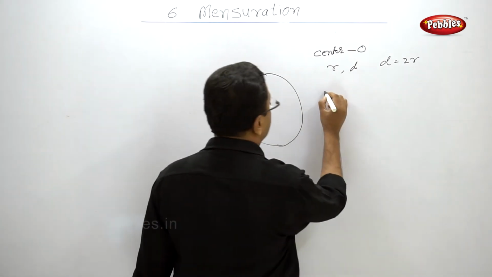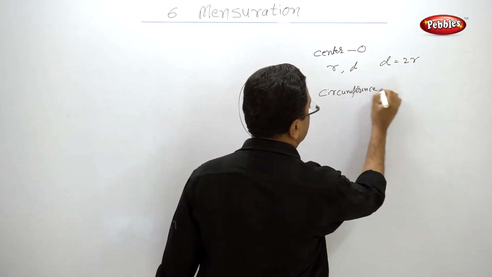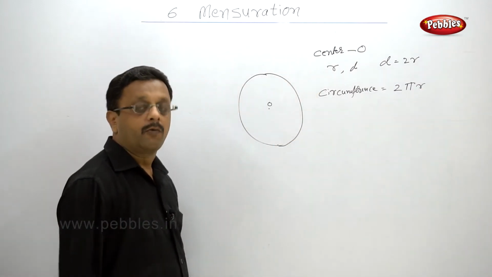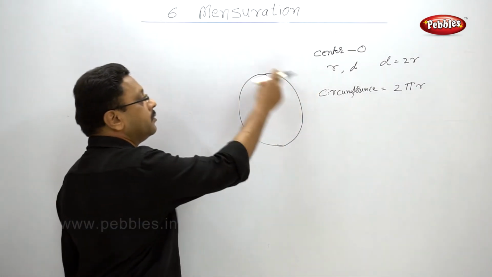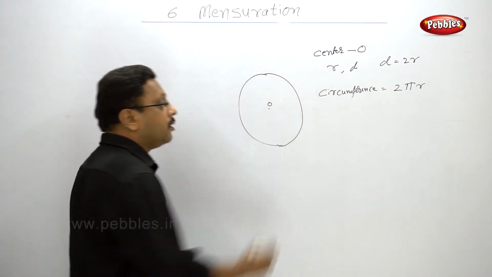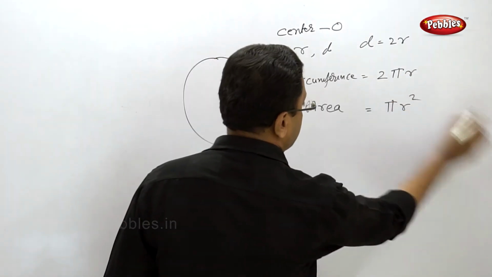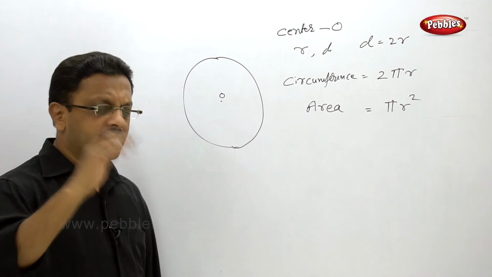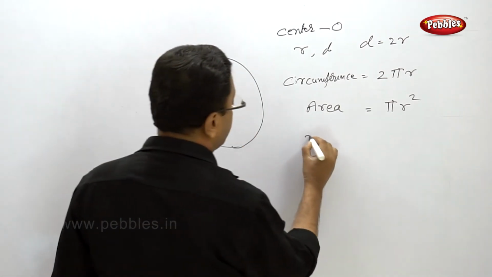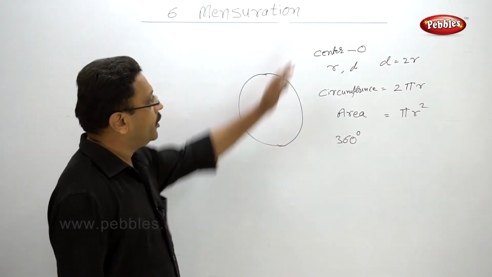What else do we know? We know that the circumference is equal to 2 pi r. What do you mean by circumference? This length. Okay. Then what else do we know? We know that the area of a circle is pi r square. What else? We know that there are a total of 360 degrees in a circle. So we know all these things.